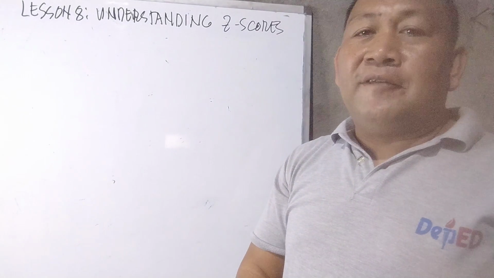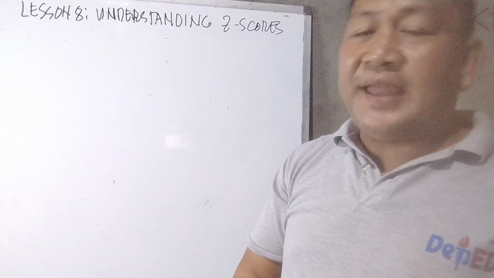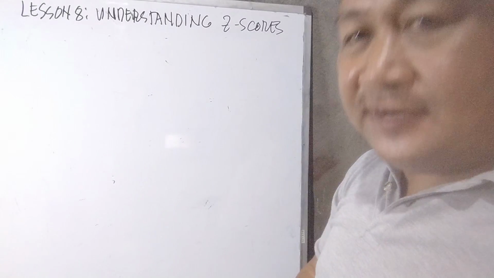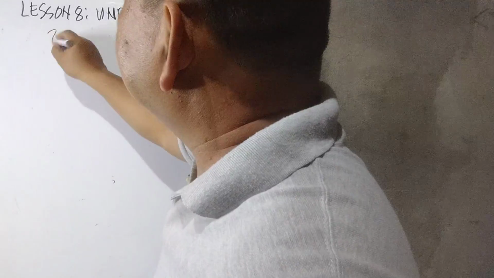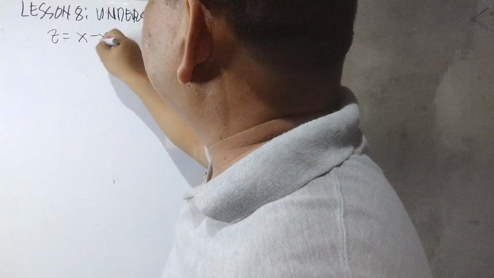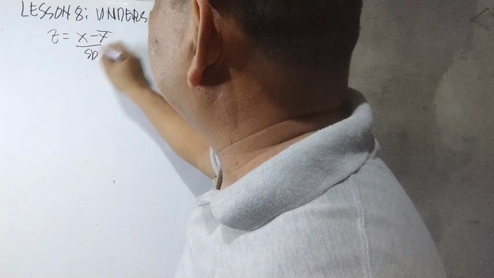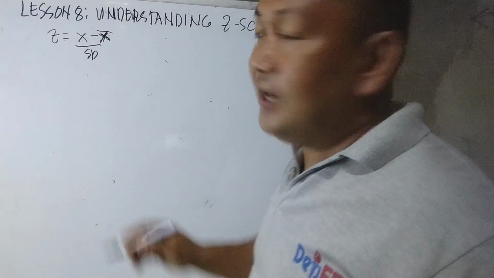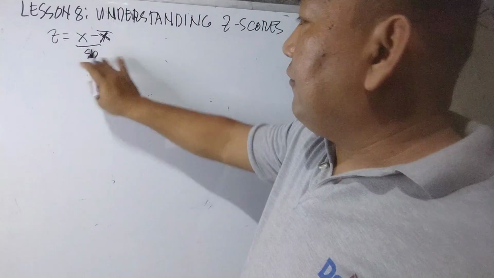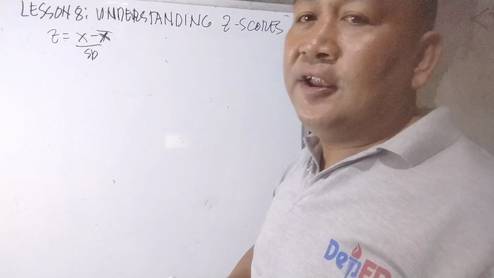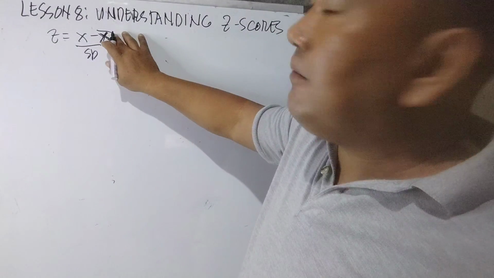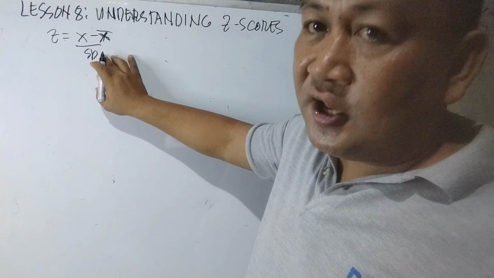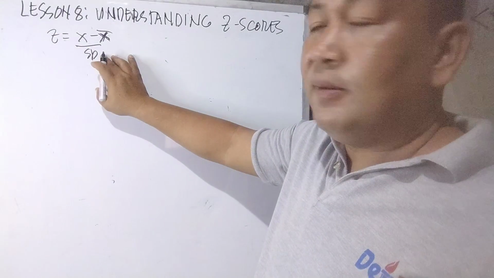Okay, the focus of our discussion is going to be lesson number 8, and that is understanding z-scores. So we have the formula for z. This is x minus x bar all over standard deviation, where x bar is your mean, and x is the raw score. Of course, s is the standard deviation. So your mean can be the mean of a population or mean of a sample, same true with your standard deviation, depending on the nature of the problem.